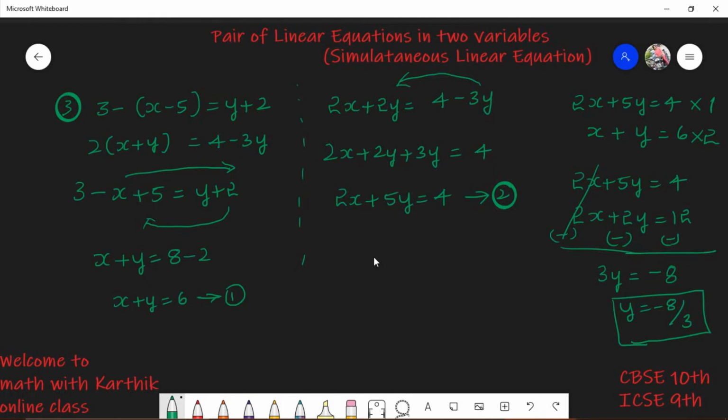Now let me solve for x. I will take the first equation. x plus y is equal to 6. So x plus minus 8 by 3 is equal to 6. I will transfer this to the other side. x is equal to 6 plus 8 by 3. Take the LCM. The LCM for the denominator is 3. So 6 into 3, that is 18, plus 8. So the answer is 26 by 3. So the value of x is 26 by 3.